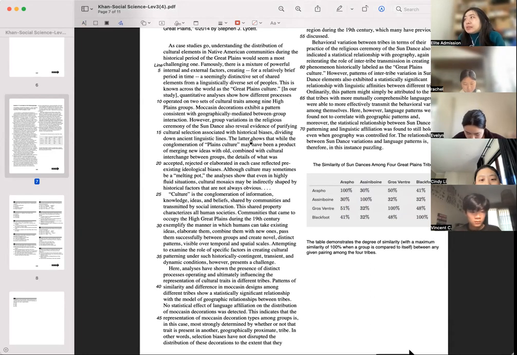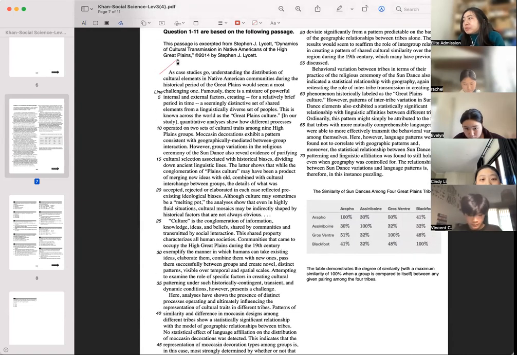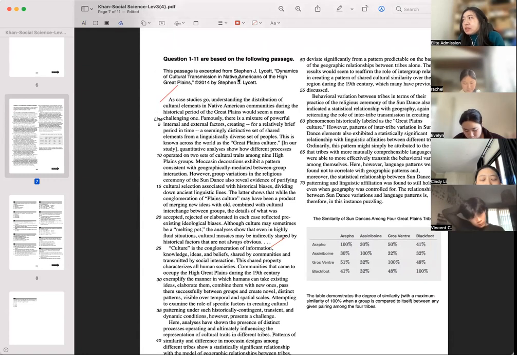So when you read this one, the first body paragraph, right? So it is talking about, and read the introduction, right? Dynamics of culture transmission in Native Americans of the High Plains. So it's about culture, Native Americans. So all these elements, like the proper nouns, you pay attention to that.